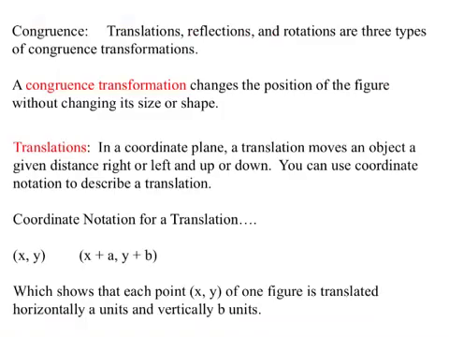All right, let's talk about congruence. Translations, reflections, and rotations are 3 types of congruent transformations. First of all, we're going to do the translations. So, a congruence transformation changes the position of a figure without changing its size or shape. Translations. In a coordinate plane, a translation moves an object a given distance right or left and up or down. You can use coordinate notation to describe a translation.